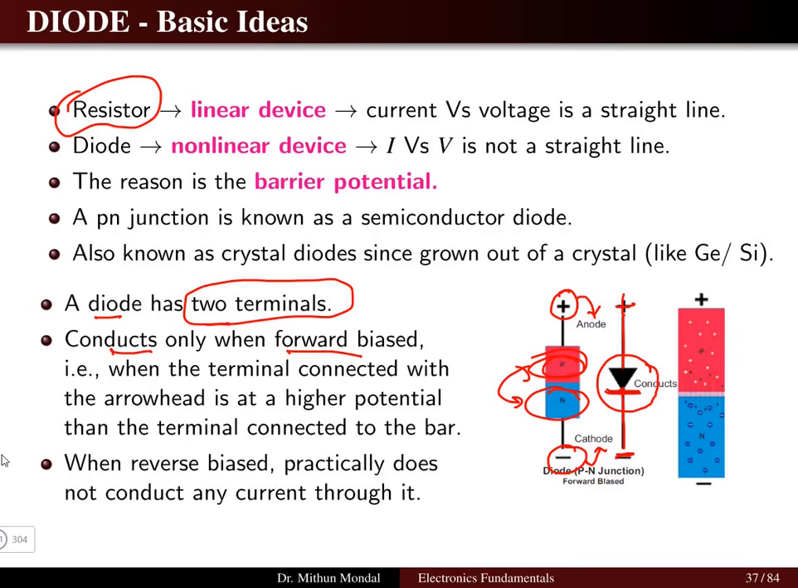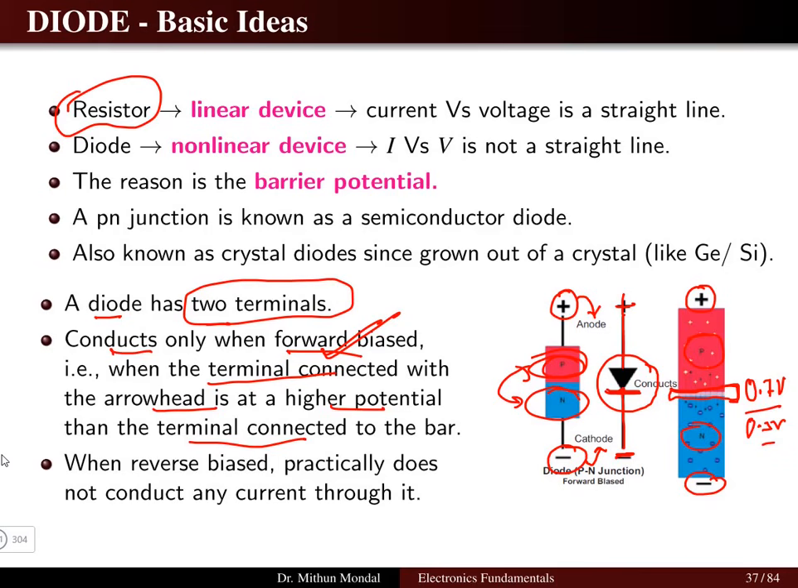So in a PN junction, there is the formation of a barrier potential at the junction because of the depletion of the charge particles. So the diode conducts only in forward bias. This also we have discussed in semiconductors. When the terminal connected with the arrowhead is at higher potential, and the terminal connected to the bar is negative, then it is said to be forward biased, and this barrier potential usually is 0.7 volt for silicon and 0.3 volt for germanium semiconductor material.